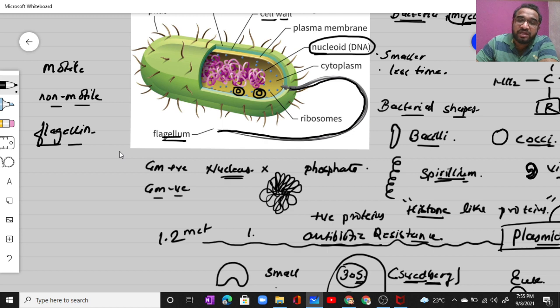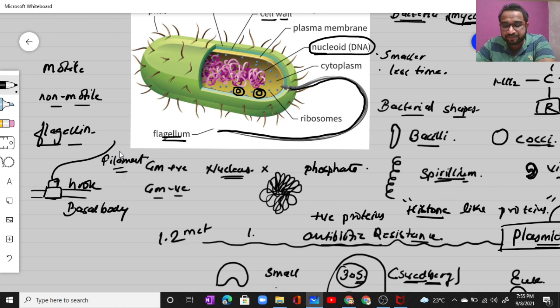This flagellum has three parts. They are adhered to the cell wall. It is called the basal body, which is exactly at the position of the cell wall. So I will write it over here. They have a basal body, they have a hook region, and from this hook there is a filament, that is the tail region that is present. So they are going to help for locomotion.